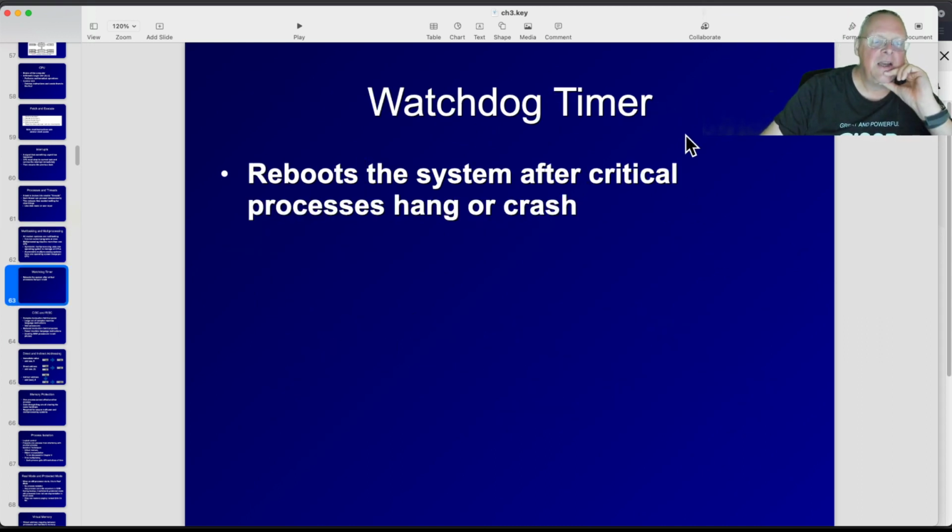Anyway, so there's a Watchdog Timer, which tests to see if you need to reboot the system after something has crashed.